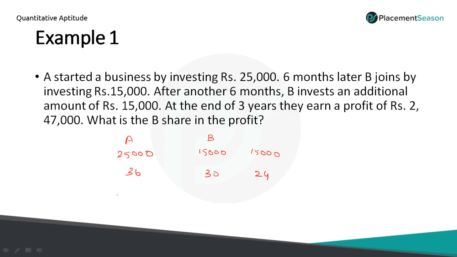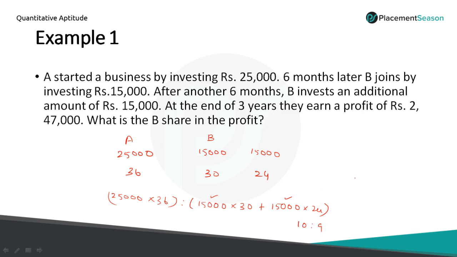So let's calculate the ratio based on this. 25,000 into 36 is to 15,000 into 30 plus 15,000 into 24. So you have to add the investment by B at different time periods. So if you simplify, you will get the value 10:9 as a ratio.